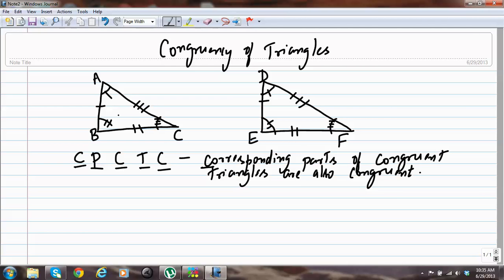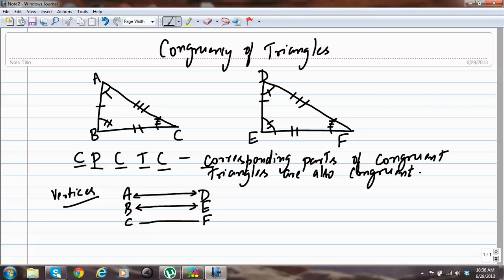Now let's observe these two triangles. What are the corresponding parts here? You can see that there are three vertices in a triangle: A, B, C of triangle 1 and D, E, F of triangle 2. Now this vertex A and vertex D are corresponding vertices, vertex B and vertex E are corresponding vertices, and vertex C and vertex F are corresponding vertices.